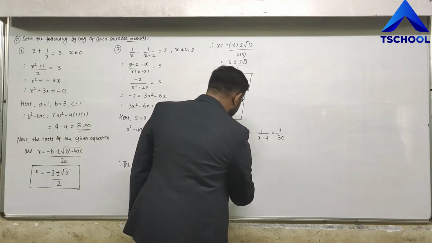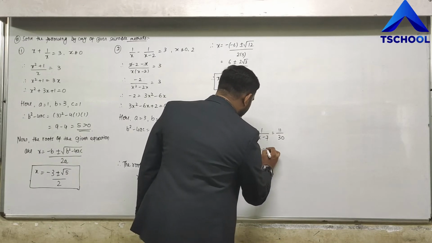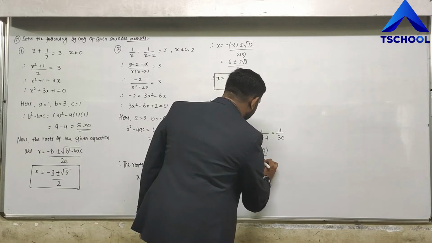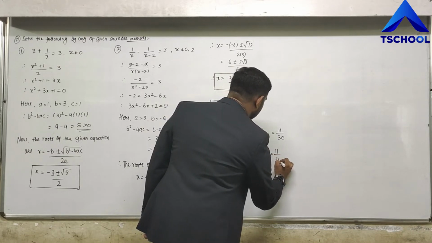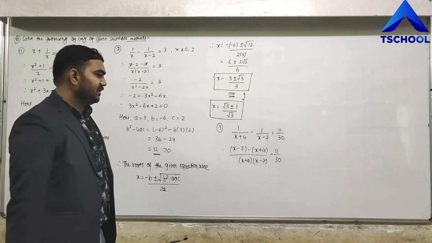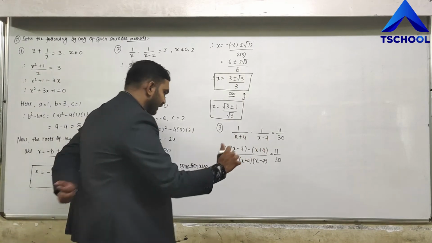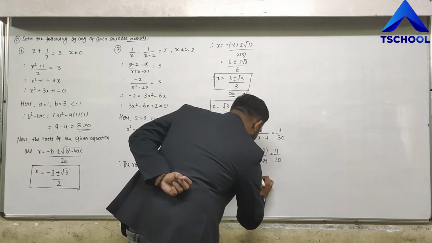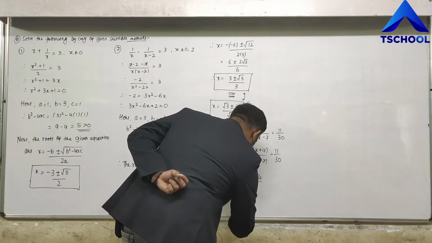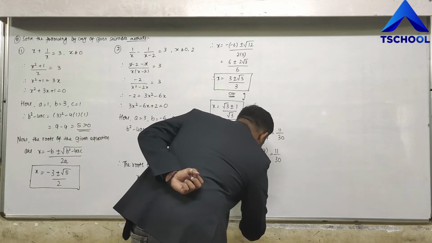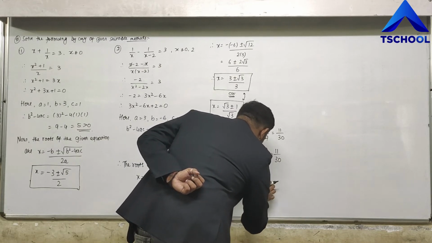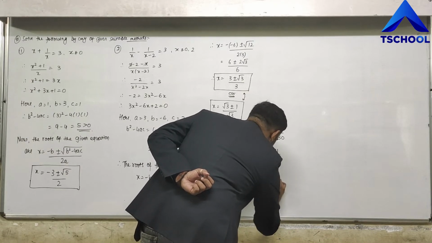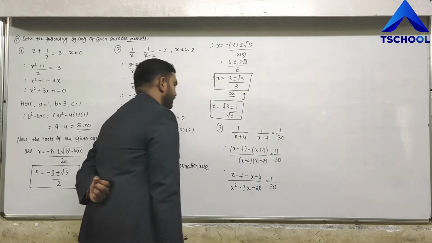That gives me x minus 7 minus x plus 4 upon x plus 4 into x minus 7 is equal to 11 by 30. Right? Therefore x minus 7 minus x minus 4 upon x square minus 3x minus x square minus 3x minus 28 is equal to 11 by 30.